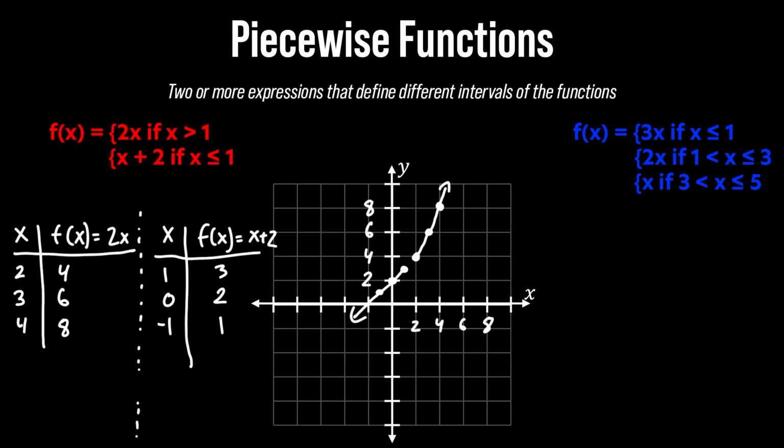Now there's one important thing to note. For the first expression, it's if x is greater than 1, so it can still be 1.1 or 1.2. So we can actually plug in 1 for x here. So we'll plug in 1 and we get 2. And so it would be right here.